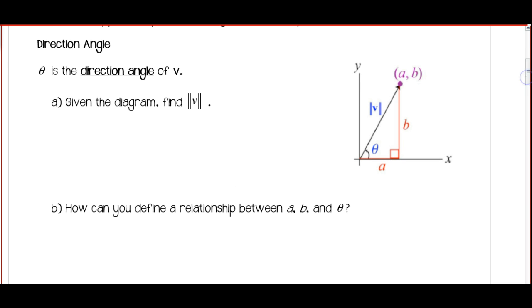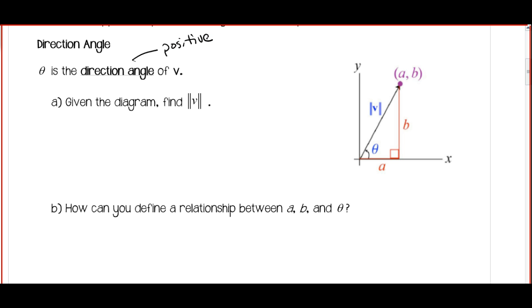So if we look at the diagram here, we can see theta, and here's our vector, and we can see the magnitude is labeled, and the direction angle is just the angle from the positive x-axis in a positive direction. So keep that in mind, that most of the time when we're talking about the direction angle, we want it to be positive.